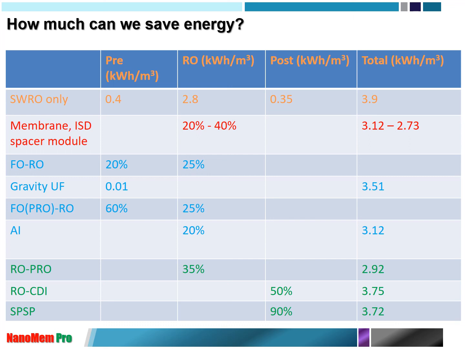So if we combine all advanced technologies, we can save more than 65% of overall energy for seawater desalination. So in the future, we need to consider whether we will focus more on membrane development, process development, module development, also configuration development, and also post-treatment and pre-treatment will contribute to overall energy saving.